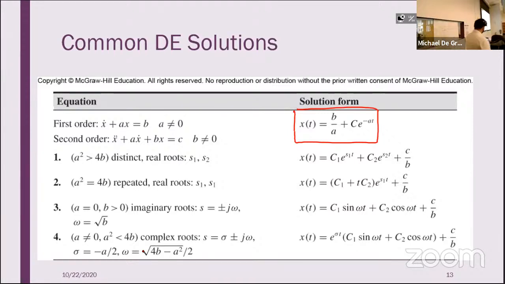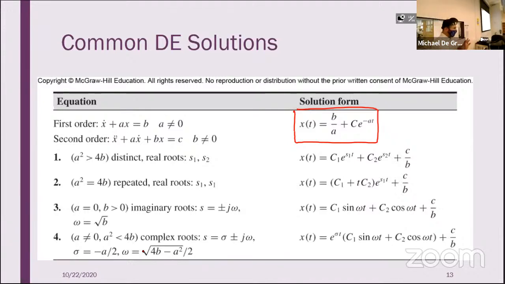Right, so a squared is greater than 4b. Where does that come from? Well, that comes from the quadratic formula. Okay. What if I have repeated roots, right? So I find out that I have 2 roots at 0, 2 roots at 1, right? Repeated real roots give me the solution form that I have there in 4.2. Quantity C1 plus t C2 times e to the S1t plus C over B.